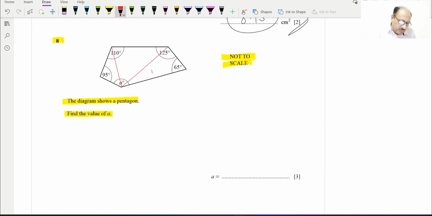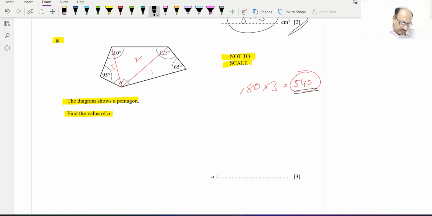So it is 1, 2 and 3 triangles. So we can write 180 multiplied by 3, which is equal to 540. So the interior angles will be summing up to 540. So now we can add everything and equalize to 540.